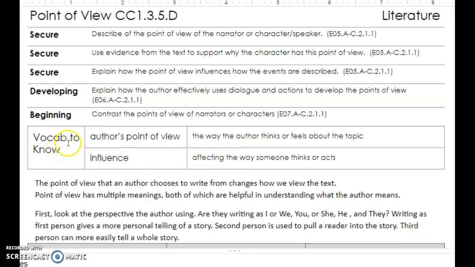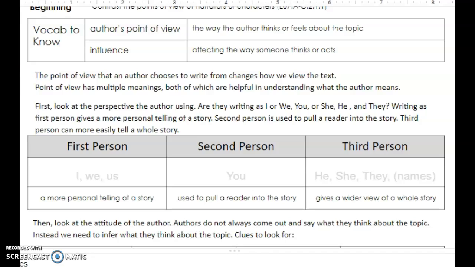So the vocab that we need is author's point of view, the way that the author thinks or feels about the topic, and influence, affecting the way someone thinks or acts. So the point of view that an author chooses to write from changes how we view the text. Point of view has multiple meanings, both of which are helpful in understanding what the author means. First, look at the perspective that the author is using. Are they using I or we, you, she, he, they?